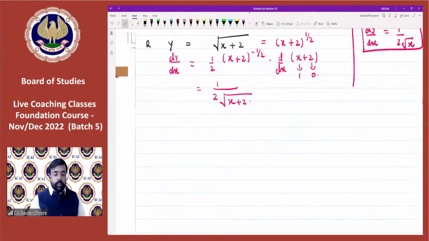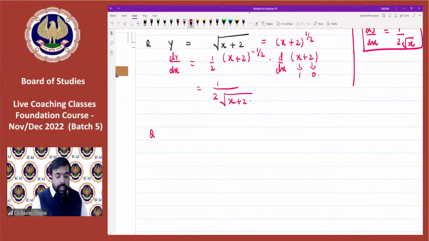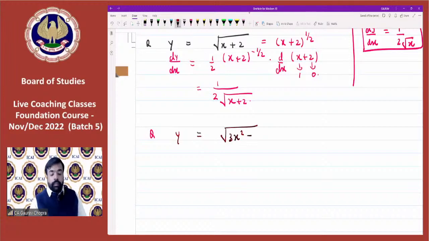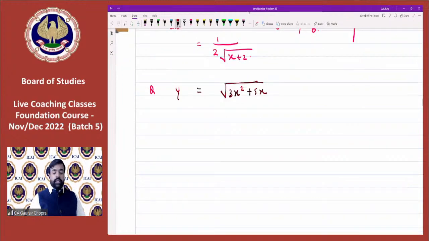Let's take one more. If the question says y is equal to root of 3x square plus 5x. Now this is the question this time.